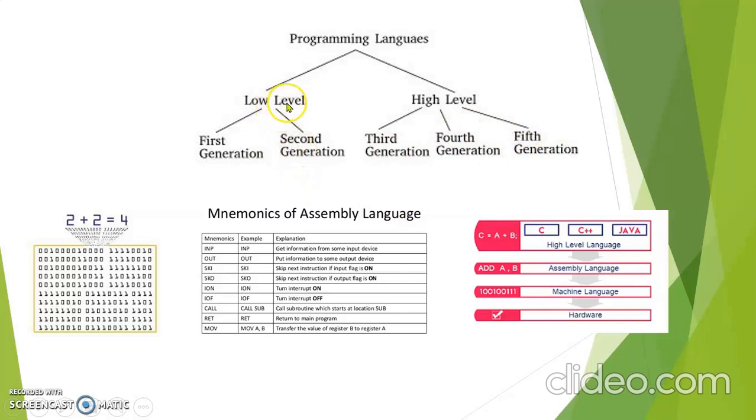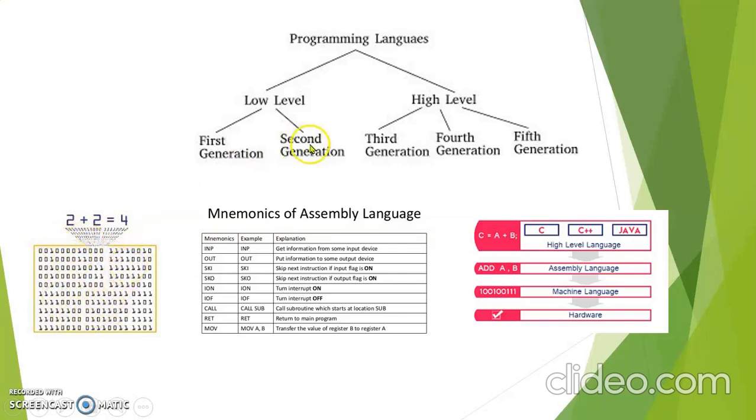Now we talk about low level language. Low level language means first generation. First generation means binary language, also known as machine language. Machine language is called binary language because it uses 0 and 1. So binary language uses only 0 and 1, and in the form of 0 and 1 data are represented. This is also called machine language.